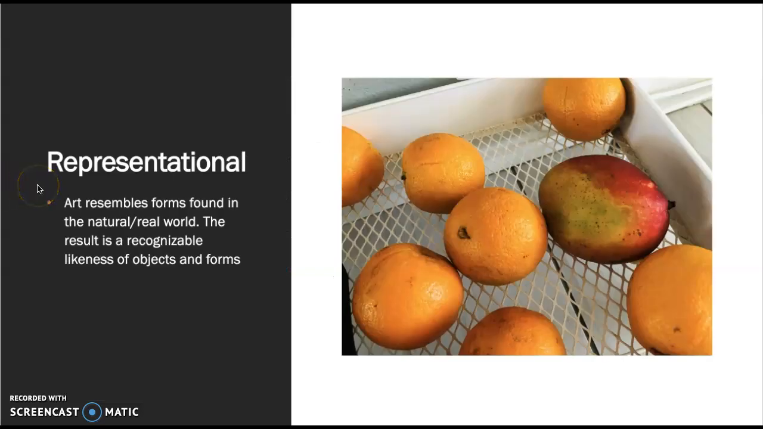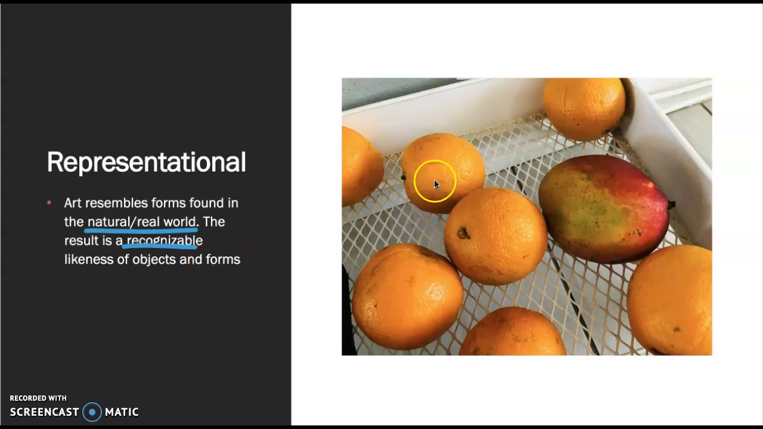Representational art. We're going to go over 3 different themes, appearances of art, for these next slides. Representational means anything that you find in the natural and real world. Just remember those concepts. Art resembles forms found in the natural/real world. The result is recognizable likeness of the objects and forms. So anything that looks like reality, if you can pick what that art, painting, drawing, or sculpture is, more than likely that's representational art.